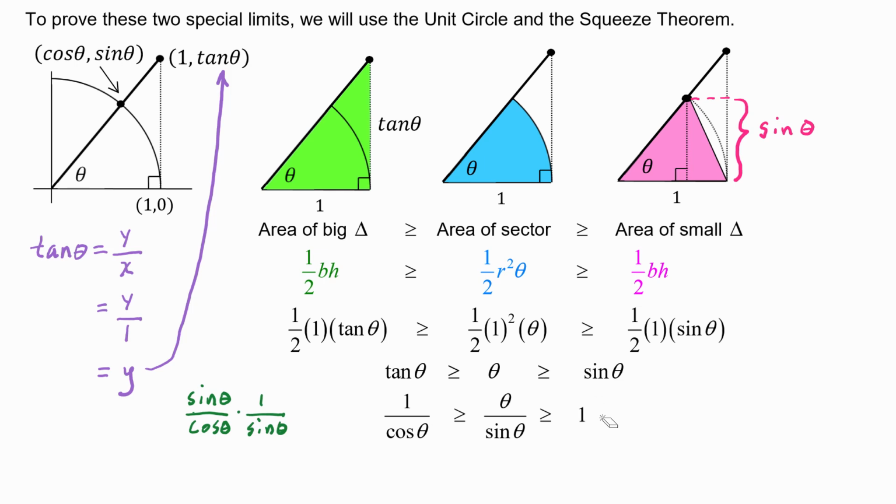Now what we need is actually the reciprocal of this expression. So instead of theta over sine theta, we wish that we had sine theta over theta. So we can take the reciprocal of each piece in the inequality. And remember, when you do that, you have to switch the inequality symbols.